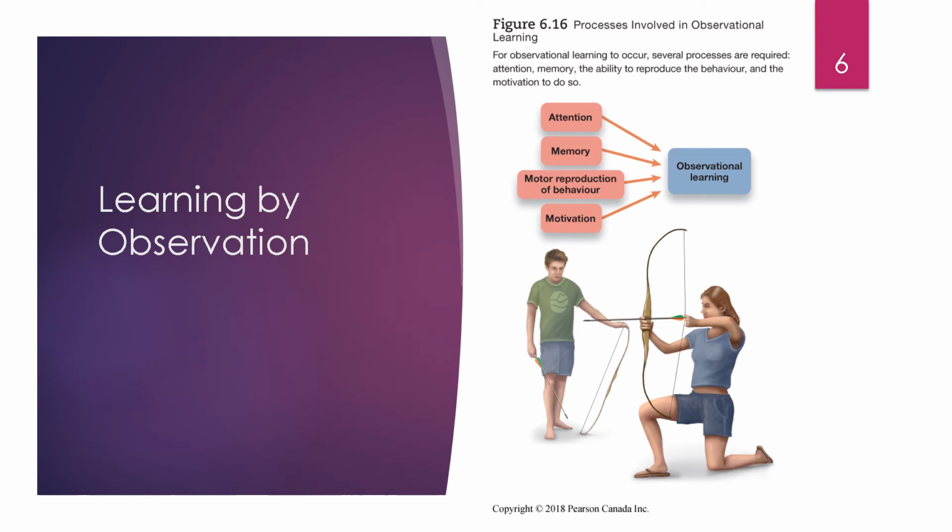So here's a little diagram that explains that learning by observation piece. In order for this boy to learn how to shoot this arrow, he must pay attention to what the woman is doing. He must have memory of the event, so how she held things and what was occurring. He must have the motor ability to reproduce the behavior, and he must have the motivation to do so.